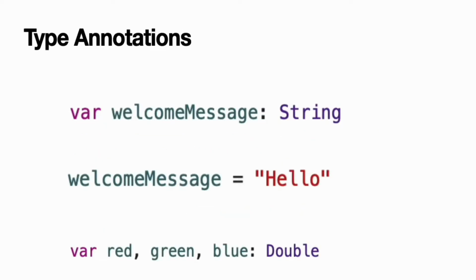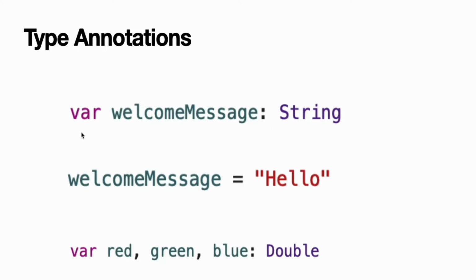Type annotations. You can provide a type annotation when you declare a constant or variable to be clear about what kind of values the constant or variable can store. Write a type annotation by placing a colon after the constant or variable name, followed by a space, followed by the name of the type to use.